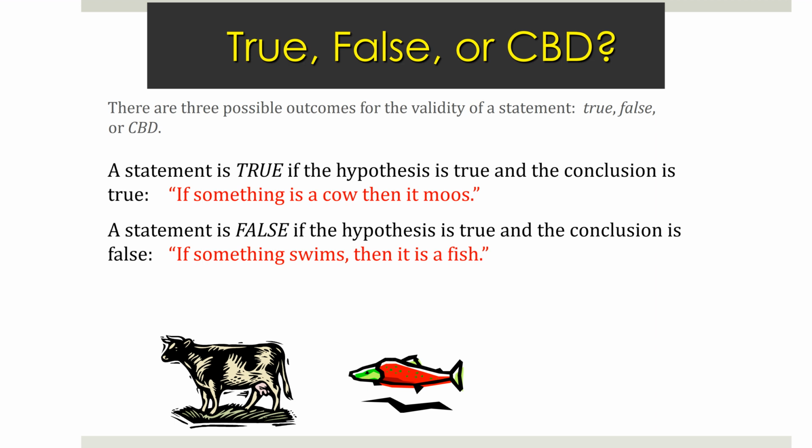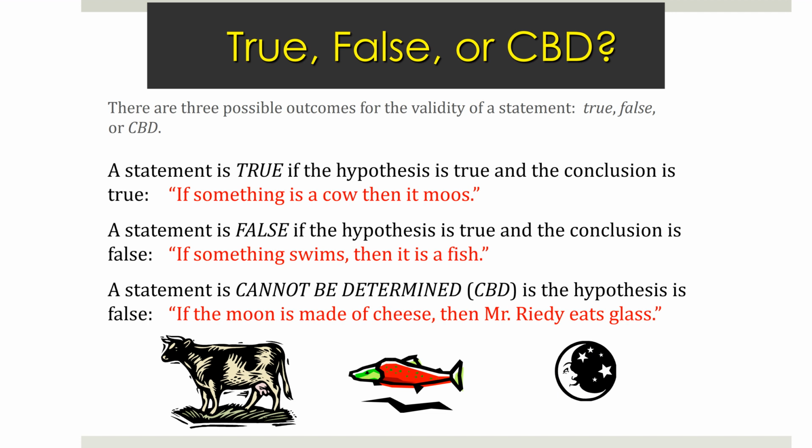Here's the third scenario. What if the hypothesis is false? Because we need the hypothesis to be true in order to have this true or falseness, if the hypothesis is false, we can't determine it. Okay. If the moon is made of cheese, then Mr. Reedy eats glass. Do I eat glass? Yes, maybe. Maybe is the correct answer.